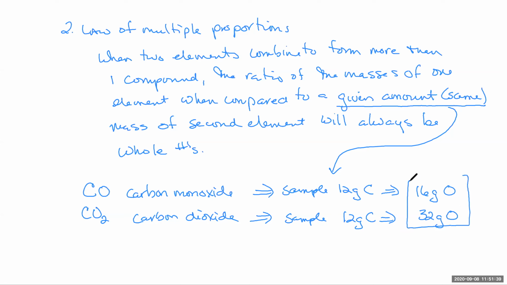So now if I look at these two that are different, and I do 32 divided by 16, I always get a whole number. He used this to say that atoms are indivisible, that they were the building blocks, because when you get a whole number, it means you always have a whole atom. There's never partial atoms in formulas.